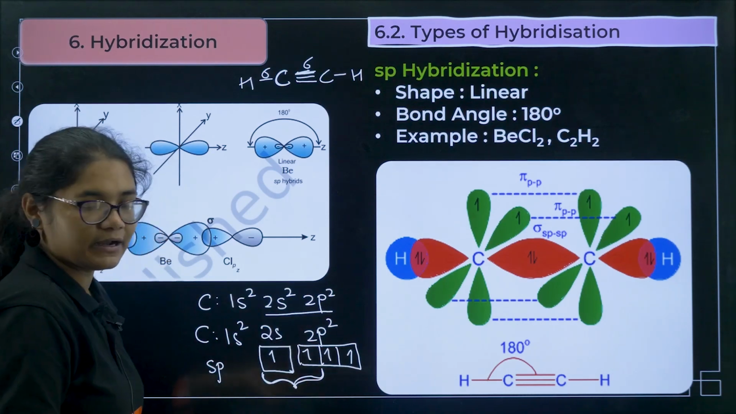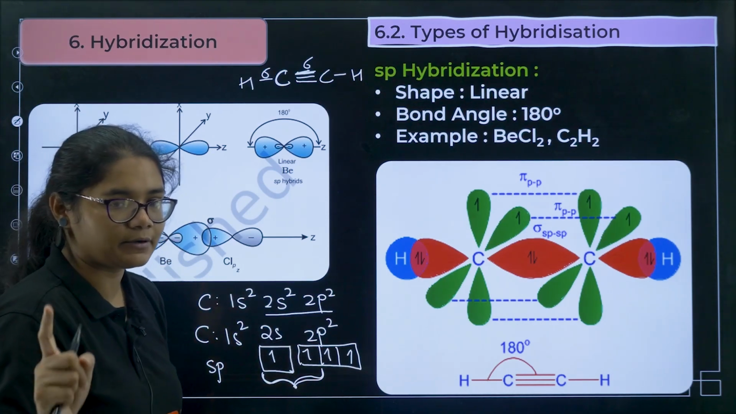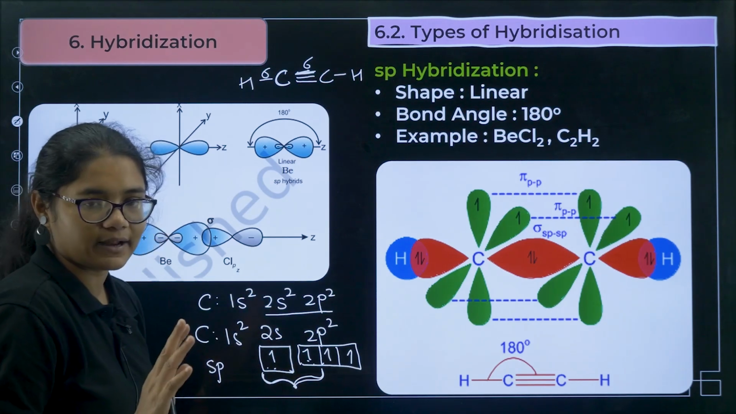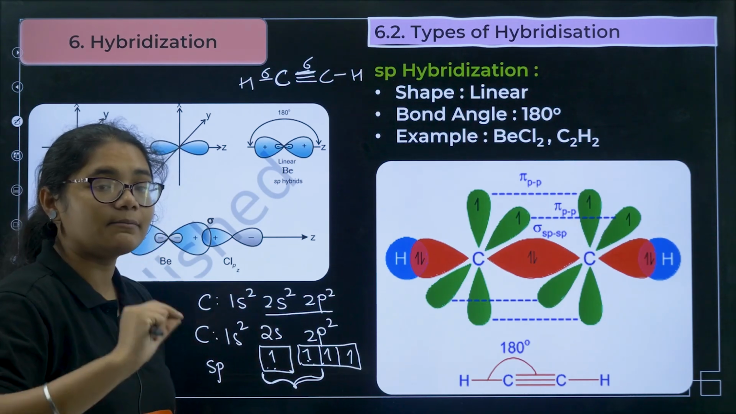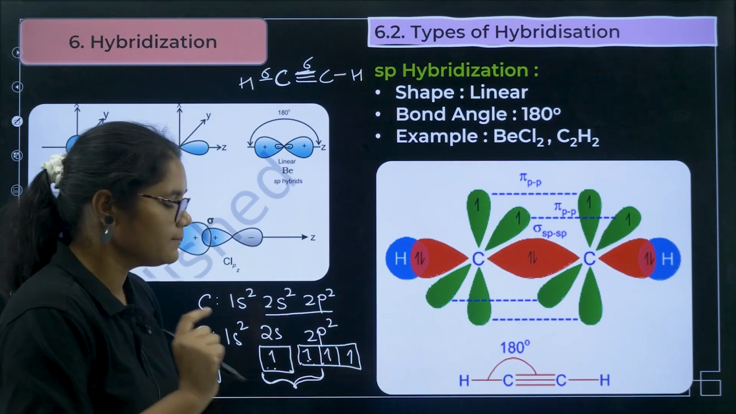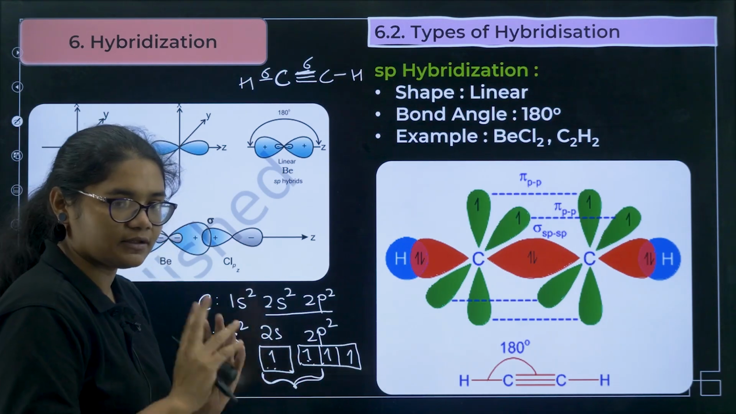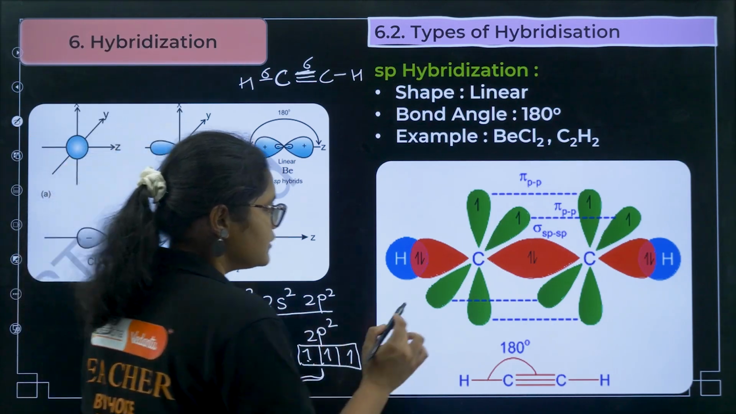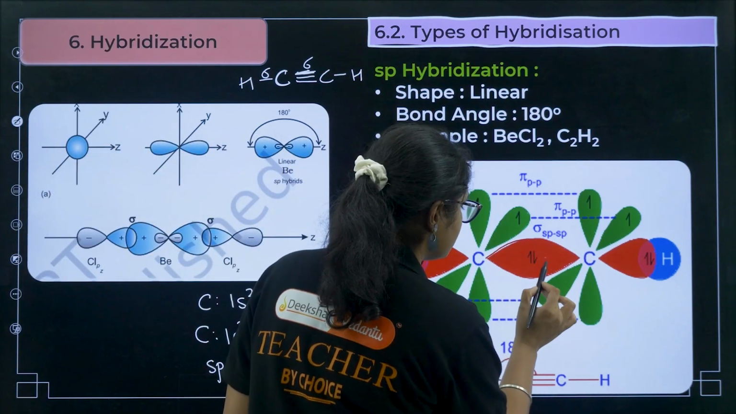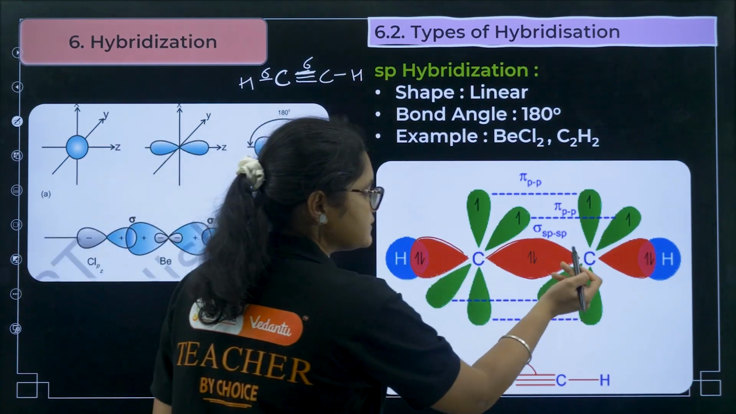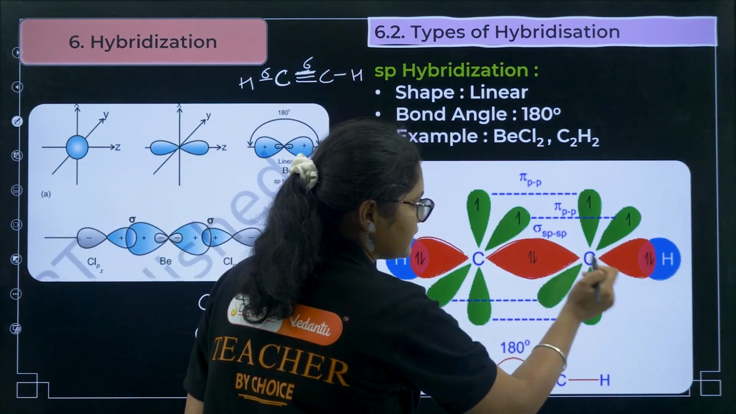Now how many sp hybrid orbitals will form? 2 sp hybrid orbitals will form for each carbon. Why? Because two atomic orbitals are combining. The first rule, if you remember, is that the number of hybrid orbitals is equal to the number of atomic orbitals combined, right? So s and p orbitals have combined, and we got 2 hybrid orbitals. For each carbon the same thing happens. So this is one hybrid orbital of carbon, this is another hybrid orbital of carbon. Similarly, this is one hybrid orbital, this is another hybrid orbital.